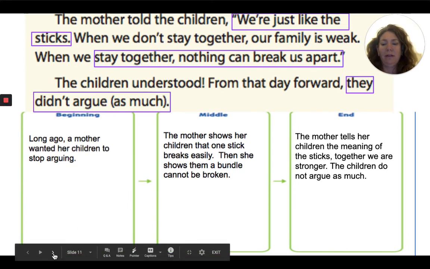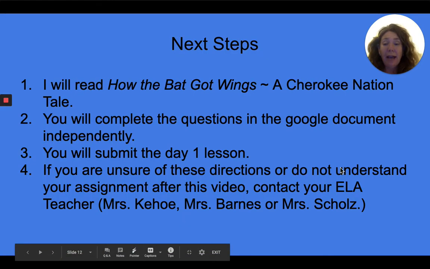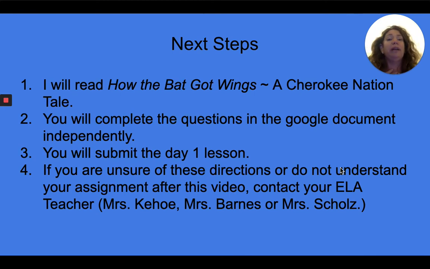All right. So, next steps. What's going to happen next? Well, I will read How the Bat Got Wings, a Cherokee Nation tale. You will complete the questions that are already in this document independently, okay? So once you're finished with this, you just keep scrolling down and you answer all the questions, and then you will submit your day 1 lesson. Everything is right here today for you, all right?